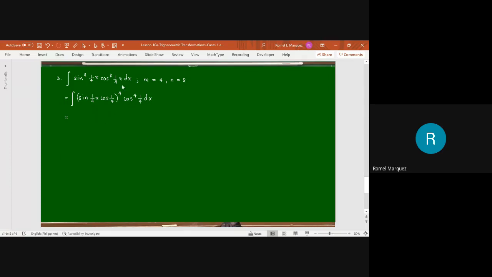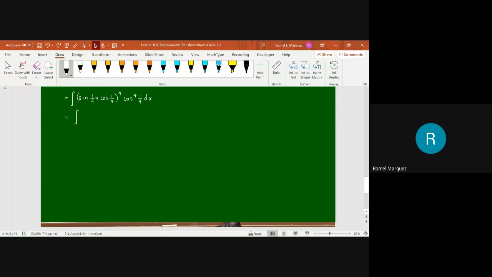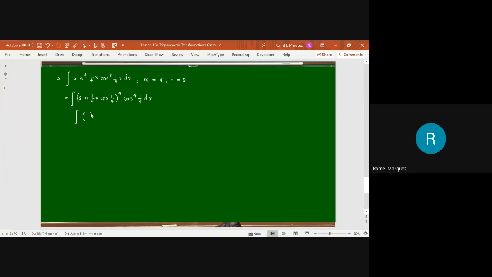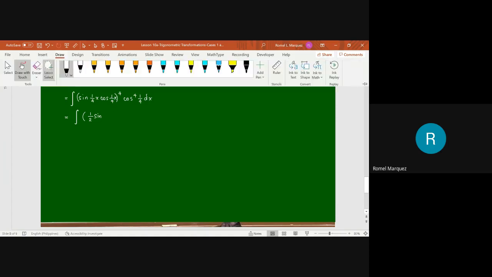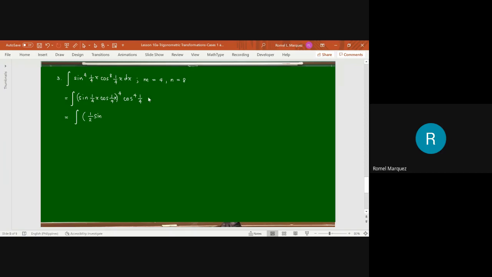Guys, am I correct? 4 plus 4, 8, no? Sine to the 4th. Okay, now? So we now have the integral of what is to be transformed. Let's transform this now. What is the transformation, guys? So 1/2 sine, double the argument. So 1/2 of the argument is 1/4, no? So this is 1/4 x, no? I think I missed the 1/4. The x. 1/4 x, then dx.